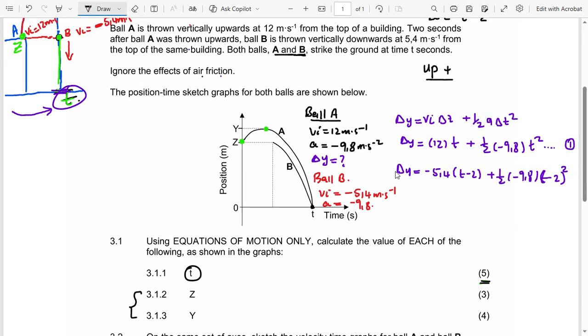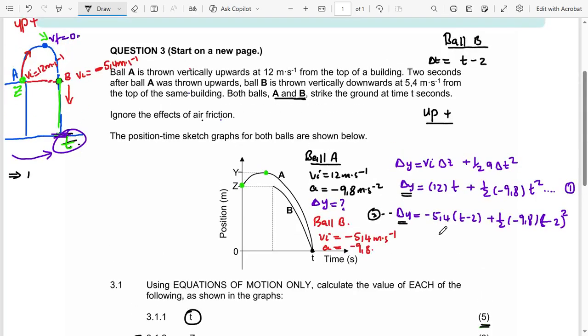So this is my equation 2. So I'm going to take equation 1 and equation 2 and try to solve them down here. Equation 1, because it's delta y and delta y. So delta y is equal to delta y. I'm not sure if you guys understand, but let me explain how this works. Both of them are equated from the same height. So I'm going to say delta y is equal to delta y.